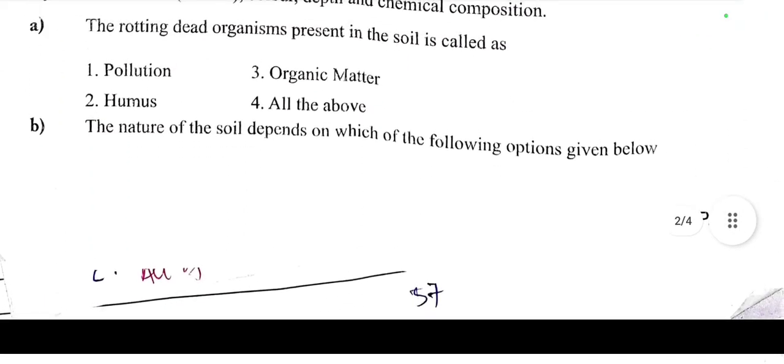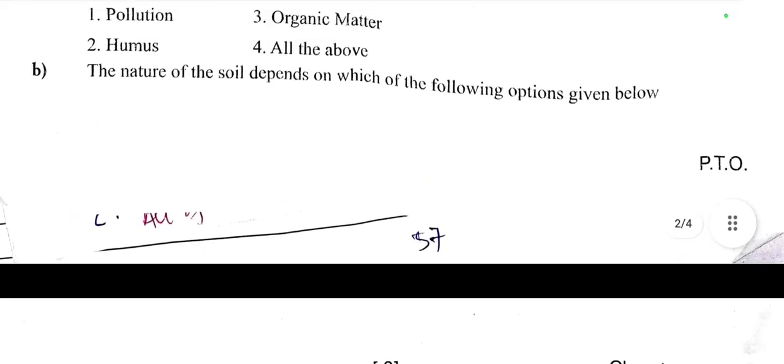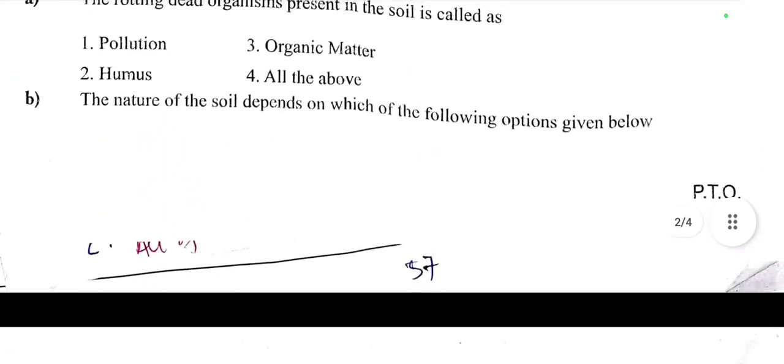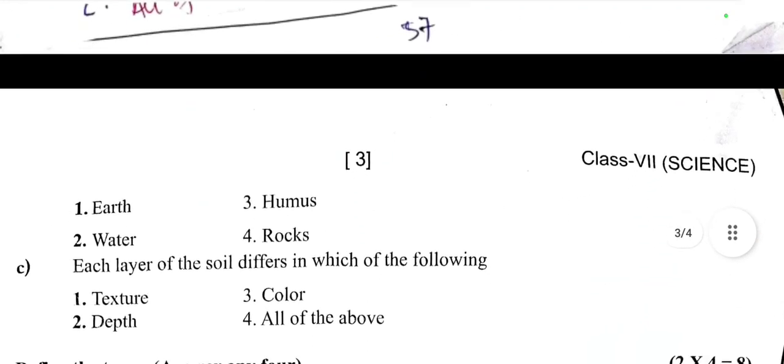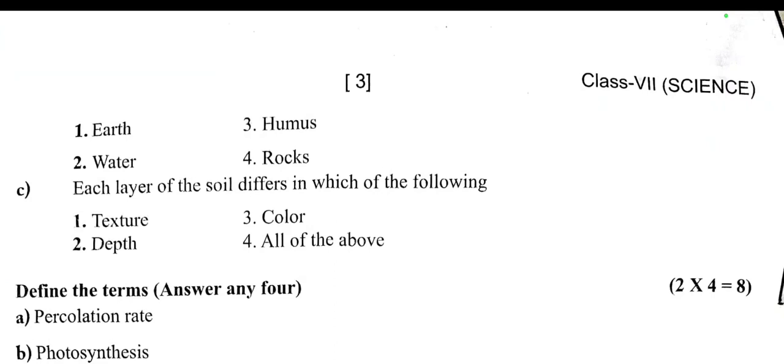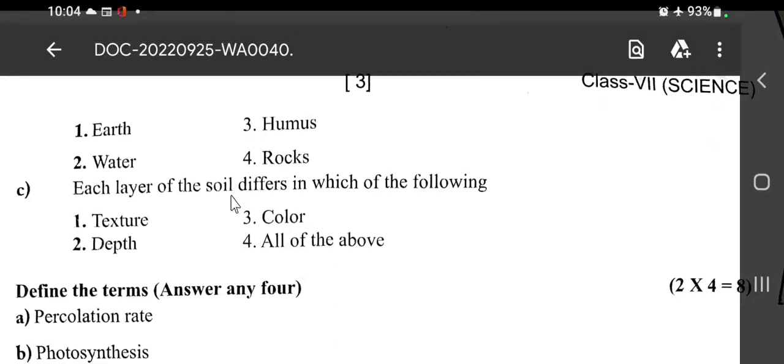Next, the nature of soil depends on which of the following options given below, that is rock. This answer should be rock. And each layer of the soil differs in which of the following: texture, depth, color. It is all of the above.